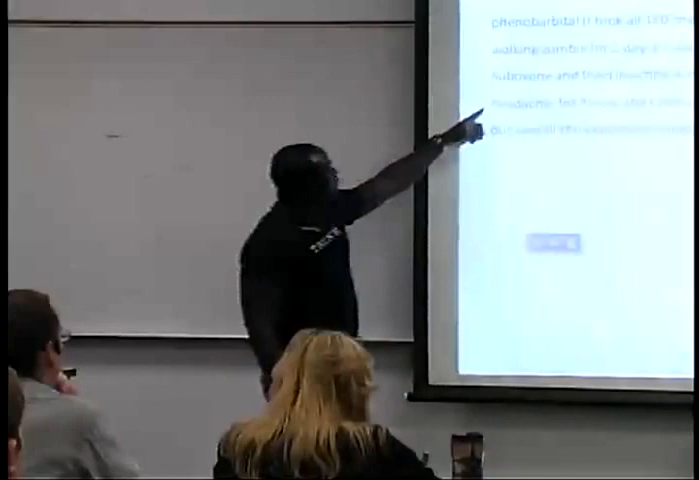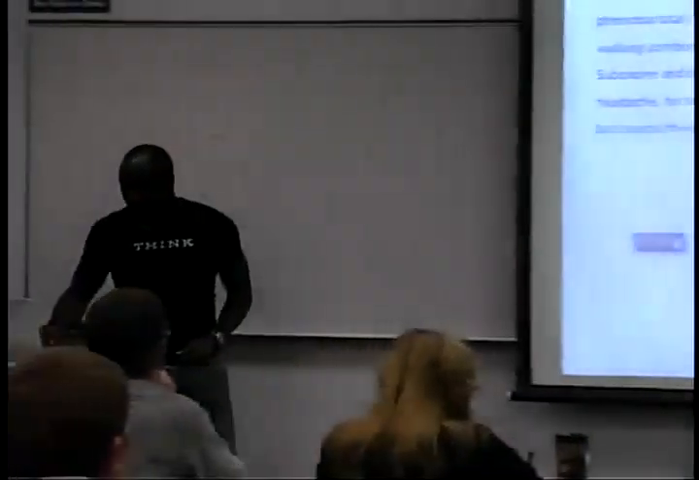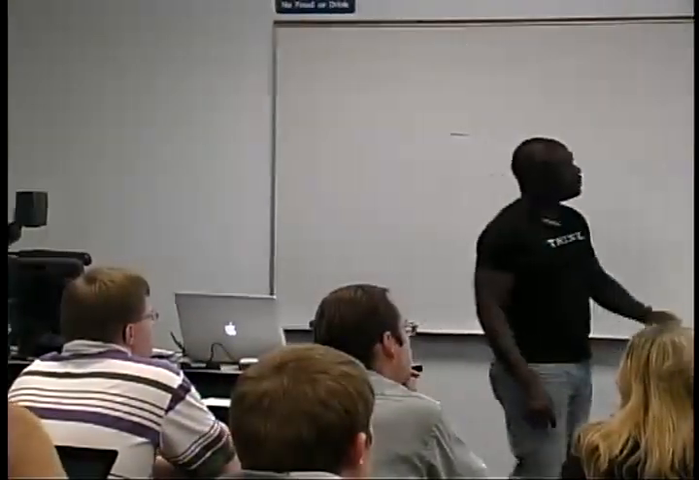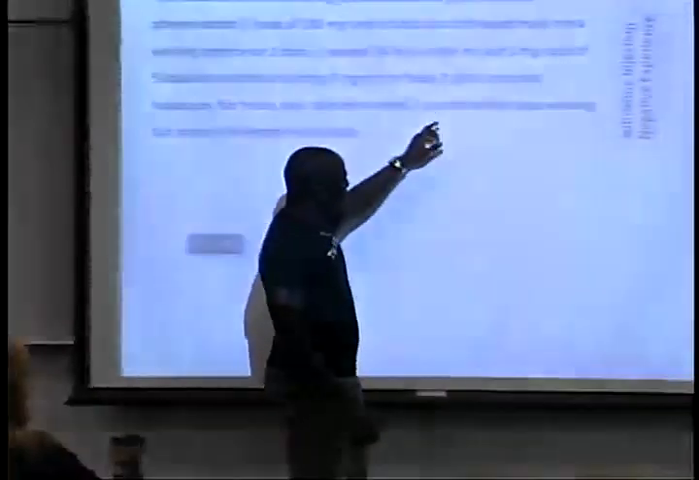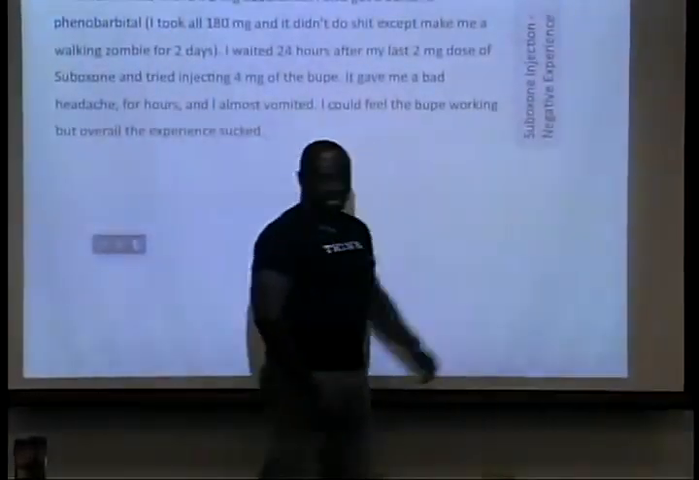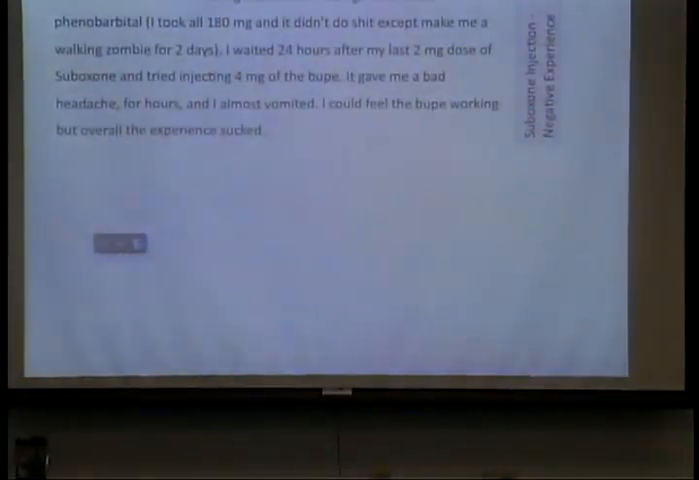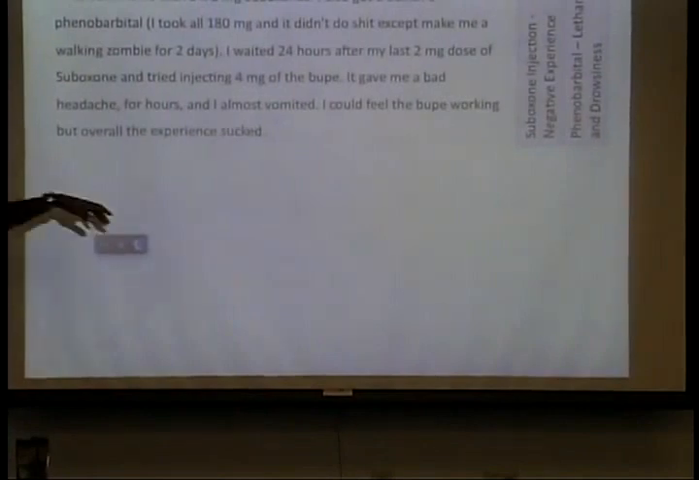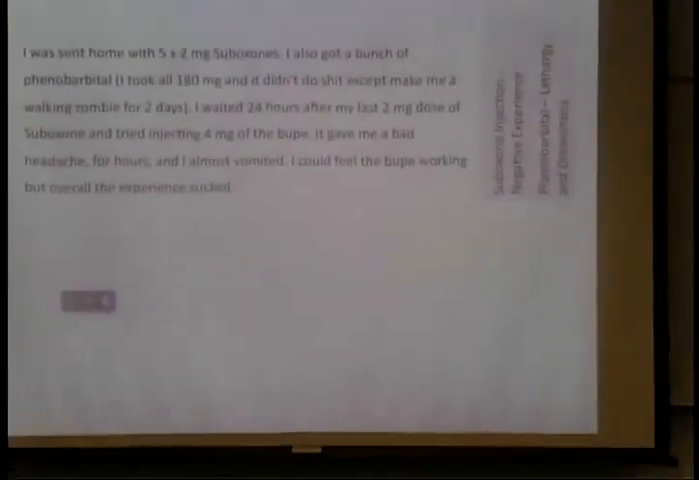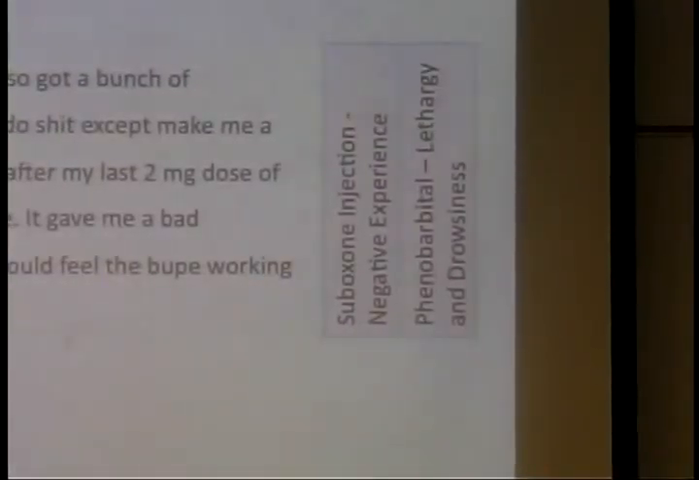Qualitative coding would simply look at this particular snippet of text, and a researcher may say, well, you know, this text is talking about Suboxone injection and the negative experience. Or at the same time, it's talking about using phenobarbital and producing drowsiness or lethargy, something like that. And so, this sort of captures the second limitation in the qualitative research community. Well, you know, if you're reading through text and manually annotating it, there's only so many you can read. It's expensive.